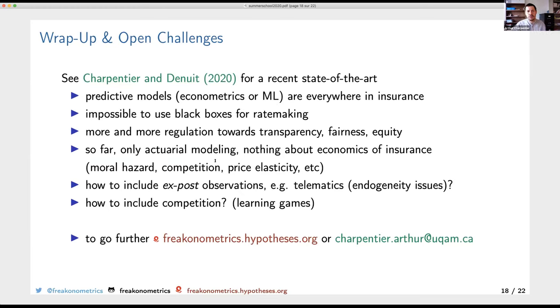Okay, so I think I got 5 minutes left, so I'm going to just wrap up and maybe open new doors. So I think machine learning and econometrics have a lot to do with predictive modeling, and this is the core of insurance. Insurance has a lot to do with prediction.